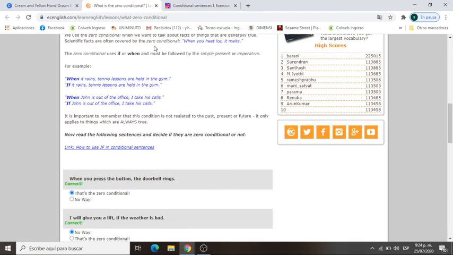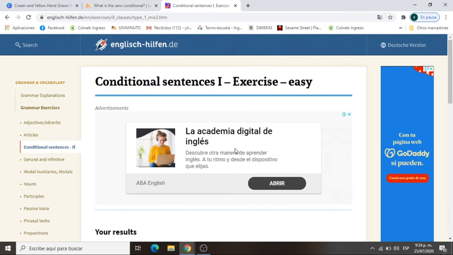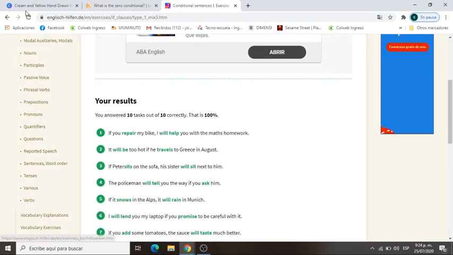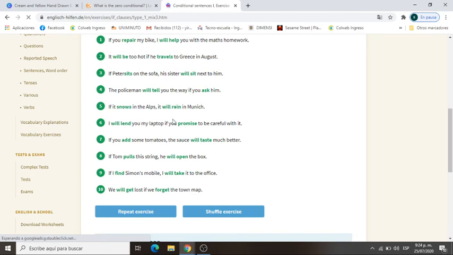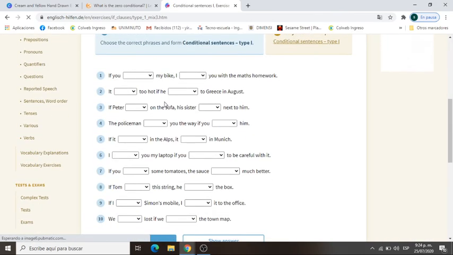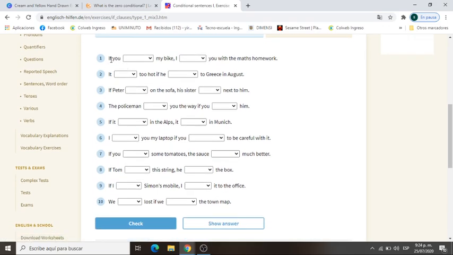So, now let's practice with will. I mean, the first conditional. So we are going to practice. Okay, I'm going to repeat the exercise. Remember that when you have the if, is when you need to use the present simple.